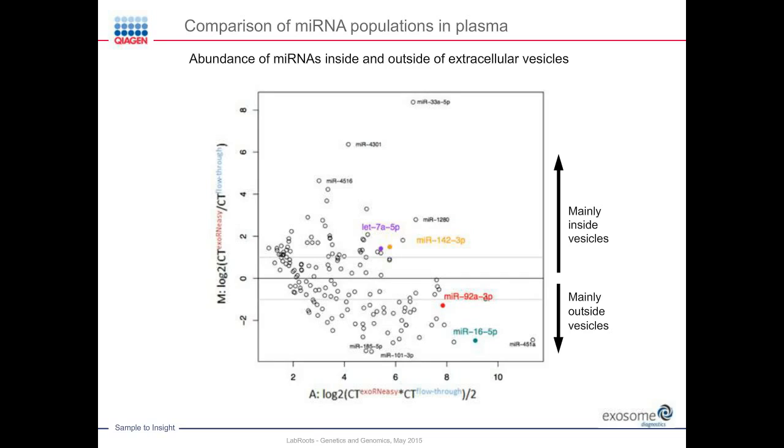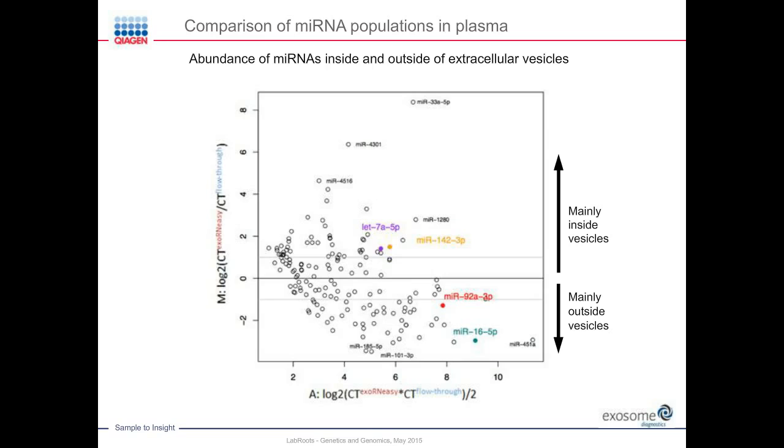So what is on the bottom is largely not in vesicles, and what is on top is mainly within vesicles. Marked in color are again the same 4 microRNAs that we picked from the literature and showed before on one of the previous slides. So miR92A and miR16 are again in the fraction that is largely outside vesicles, and miR142 and LED7A are mainly inside vesicles.